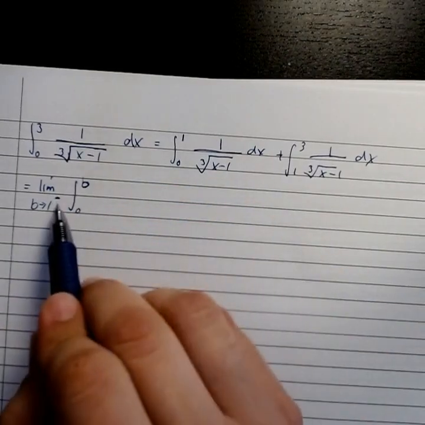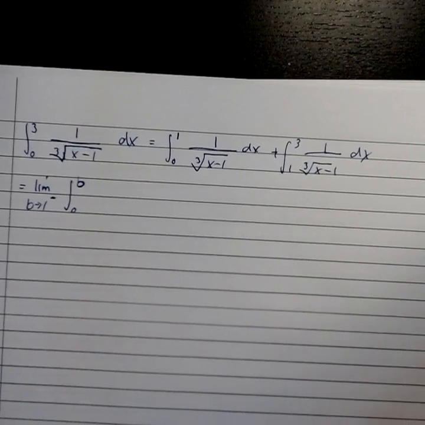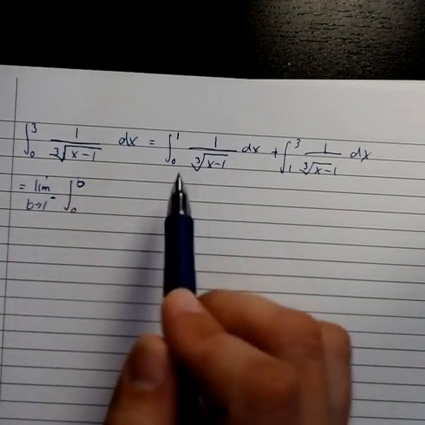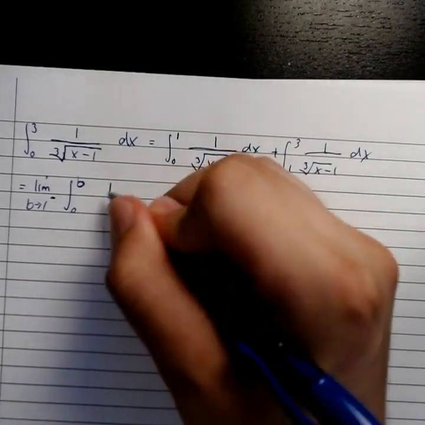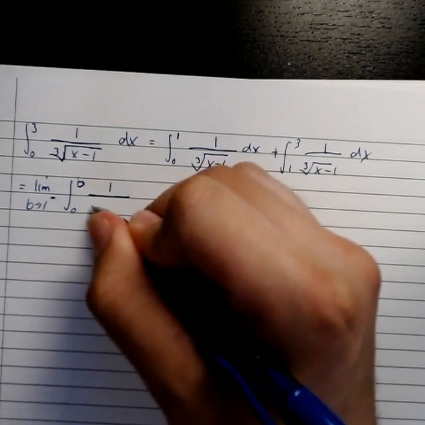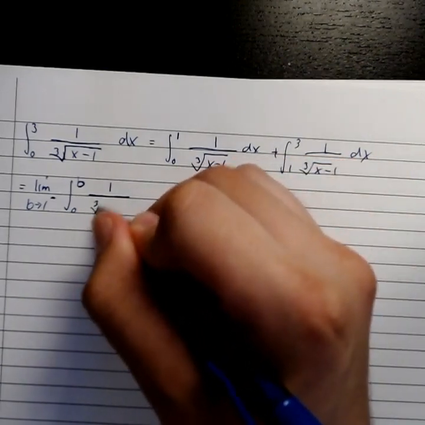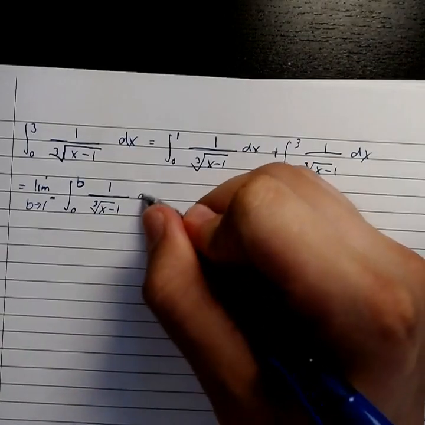That will make a difference if these are signed values, and especially with radicals, sometimes the signs do make a difference. So do make sure you pay attention to which side you're approaching from. Many times this won't make a difference, and it won't make a difference until it does. So make sure you watch that. And that's going to be the limit of the integral from 0 to b of, and this remains the same, 1 over the cube root of x minus 1 dx.